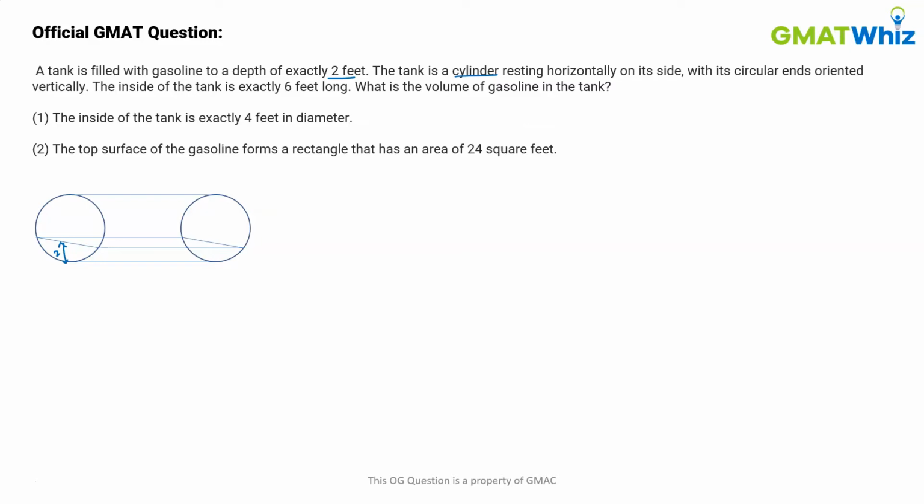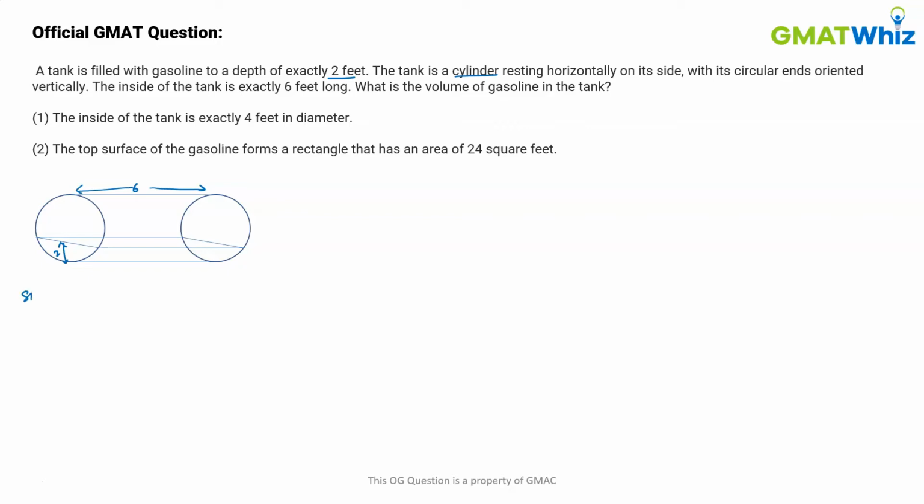We also know that the inside of the tank is exactly 6 feet long. So this is basically the height of the cylinder. We have to find the volume of gasoline in the tank. Now we don't know the diameter of this cylinder, right? We know the height, we don't know the diameter, and to find the volume of the gasoline inside the cylinder we need to know the diameter or the radius of the cylinder.